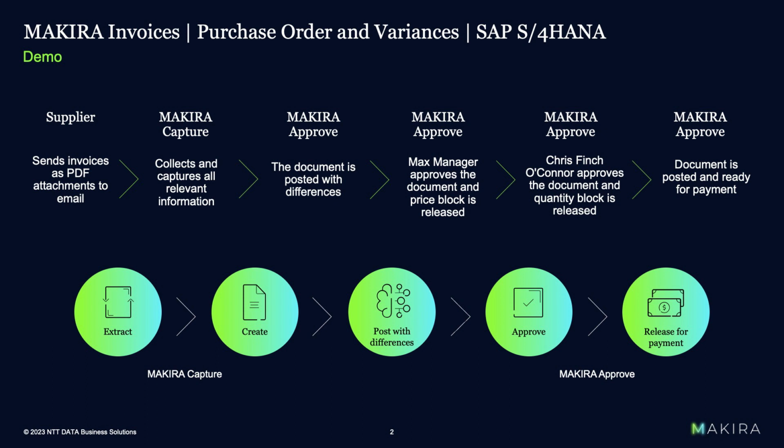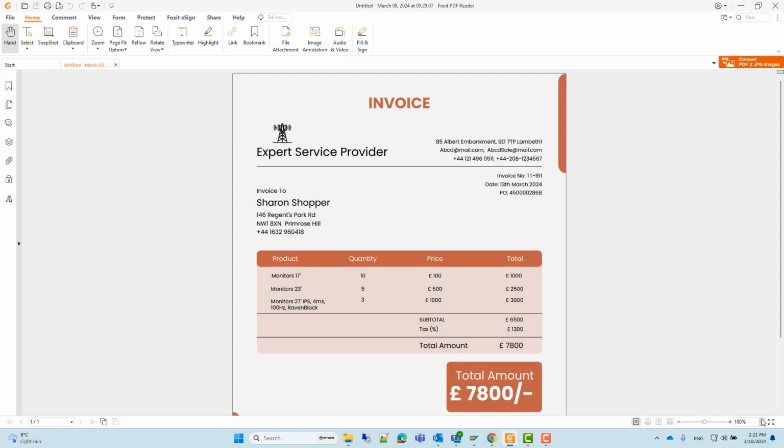There is one item with a price difference and another item with a quantity difference. The user who is responsible for the price difference has to approve it, and another user does the same with the quantity difference. After that, the document is released for payment, and that's all we need to do. Let's start the demo now.